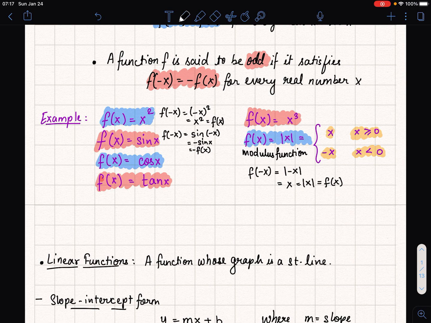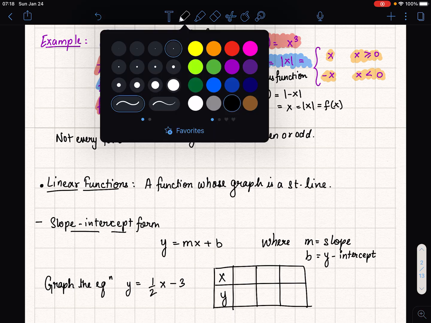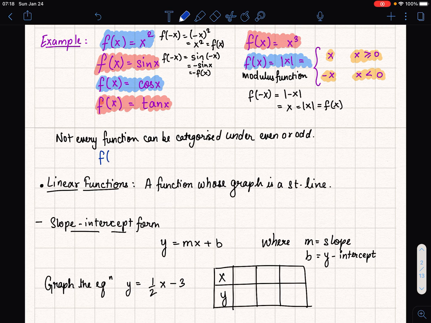However, please note one thing, that not every function can be categorized under even and odd. Meaning, there could be a function which is neither even nor odd. One example where I can show that a function is neither even nor odd is of this form. Consider f of x equals x squared plus x plus 1.